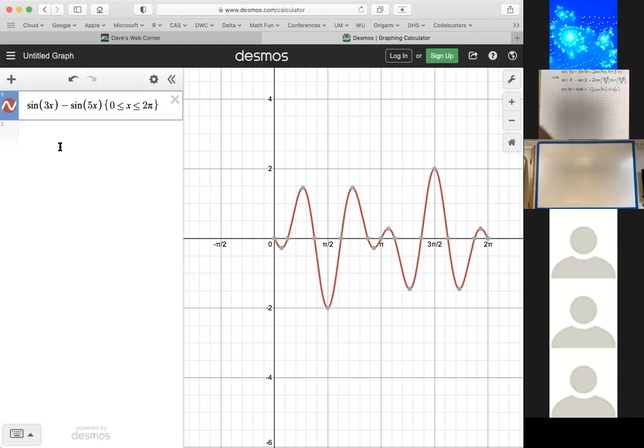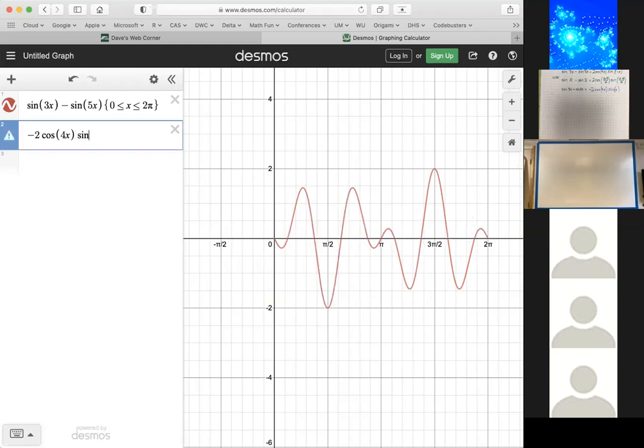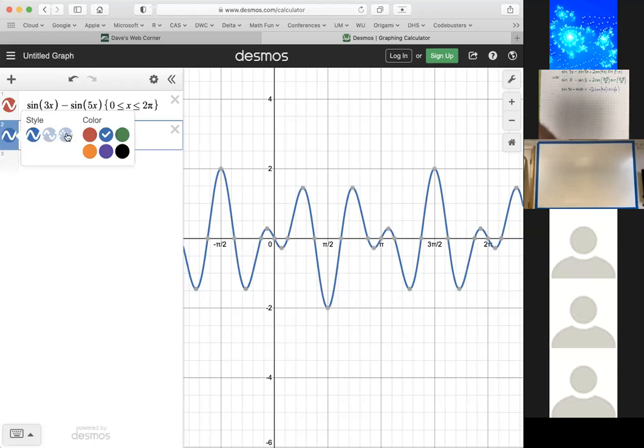But I'm curious what happens if I type in -2 cosine 4x. That's not impressive. Times sine of x. And you see it's exactly the same graph. It fits perfectly. Now maybe I could illustrate that with dotted and red. So the red thing is under here from 0 to pi. Here's the blue dotted thing right on top of it.